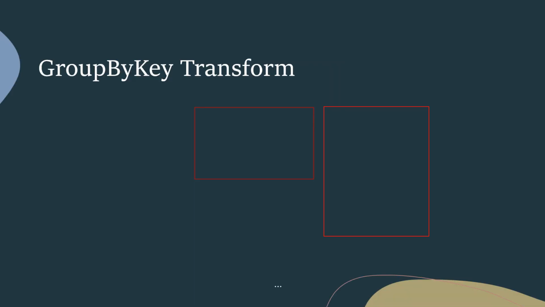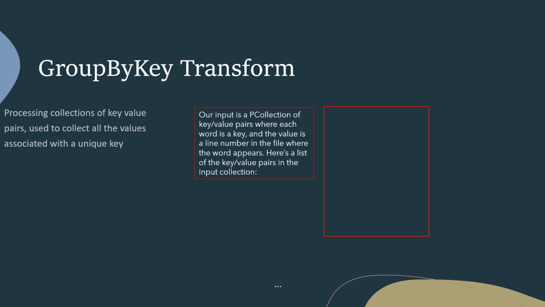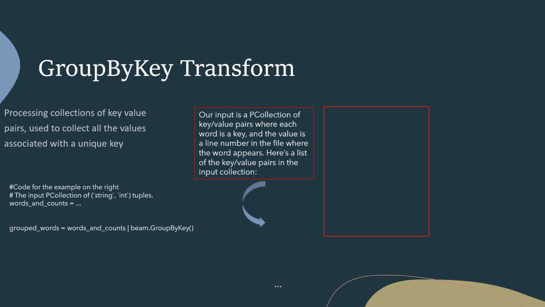Group by key transform is used for processing collections of key value pairs, used to collect all the values associated with a unique key. Our input is a PCollection of key value pairs where each word is a key, and the value is a line number in the file where the word appears. Here's a list of key value pairs in the input collection. So in this example, we have cat, there's 1 cat, there's 5 dogs, etc.